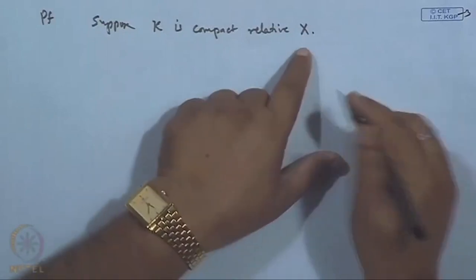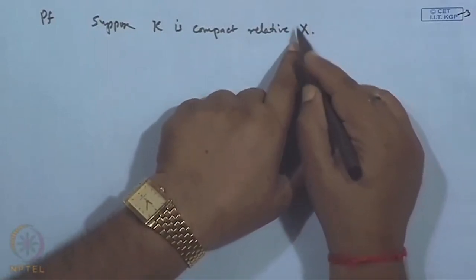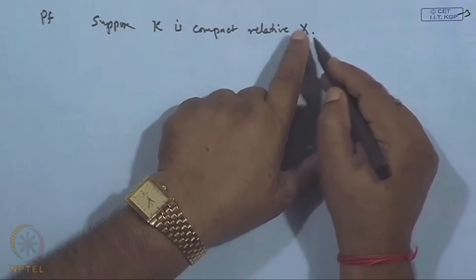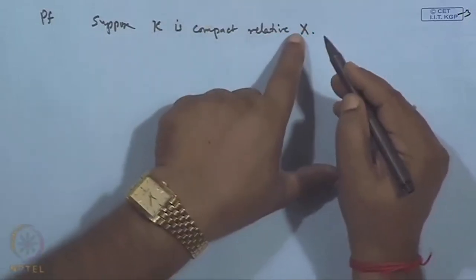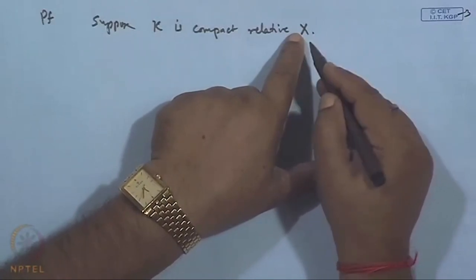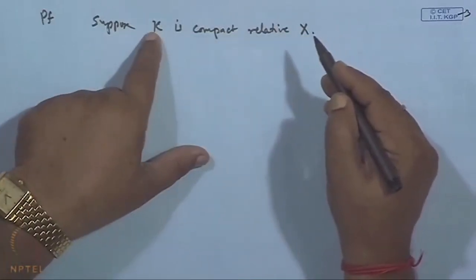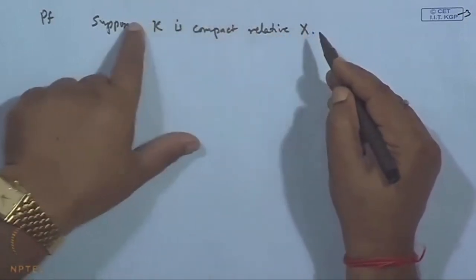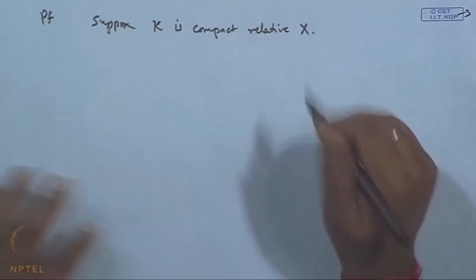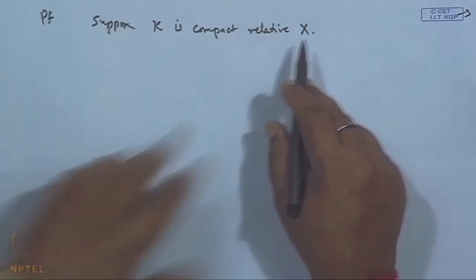It means if we choose a collection of open sets relative to X whose union covers K, then there will be a finite subcollection of those open sets which can cover K. That is, every open cover of K in X will have a finite subcover. So this is known. We want to show K is compact relative to Y.